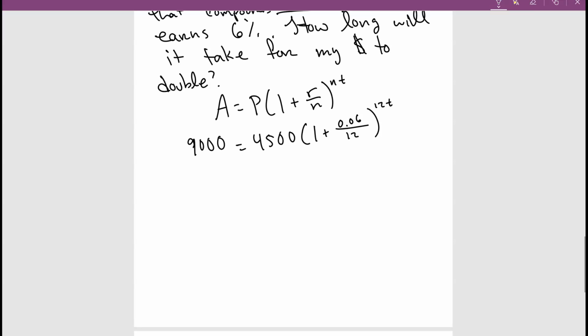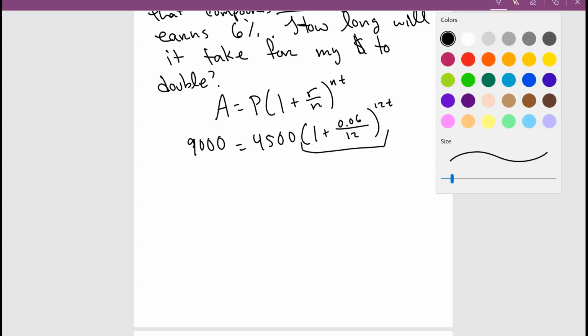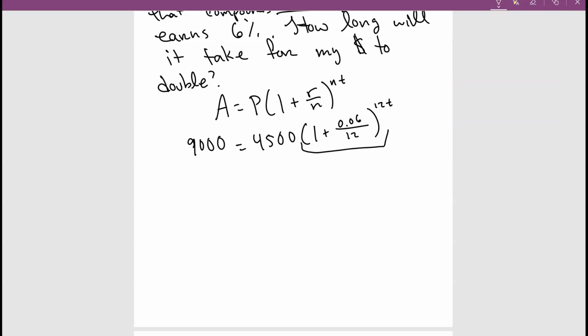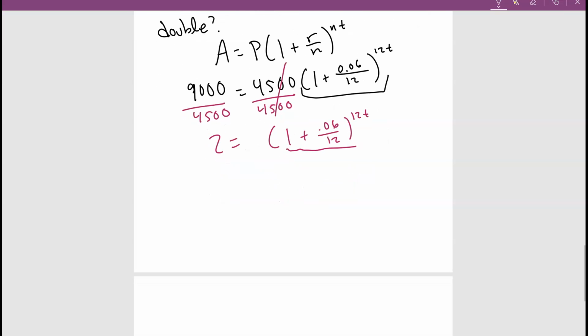So let's first isolate this exponential expression, because this is the exponential expression. The first thing we're going to do is divide by this 4,500. And this is just going to give me 2. 2 is equal to (1 plus 0.06 divided by 12) to the 12t. Now this part, I can easily put in my calculator. I can just put 1 plus 0.06 divided by 12. And what I'm going to get is 2 is equal to 1.005 to the power of 12t.